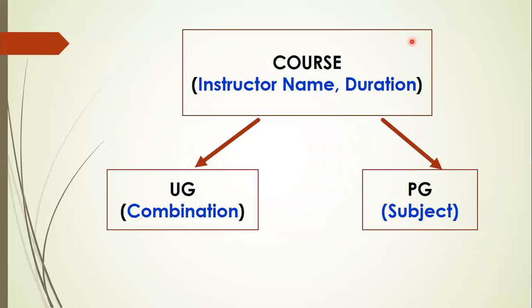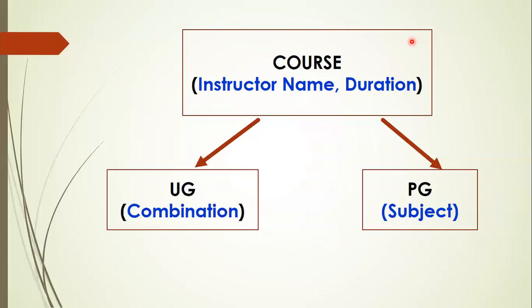From the course, I can derive two more classes called UG course and PG course. UG course also has an instructor name. UG course also has duration. For example, the duration of the UG course will be 3 years. So instructor name and duration are available for UG course. But UG course will have an additional feature called combination. So altogether, the characteristics of UG course are instructor name, duration of the course, and the combination.